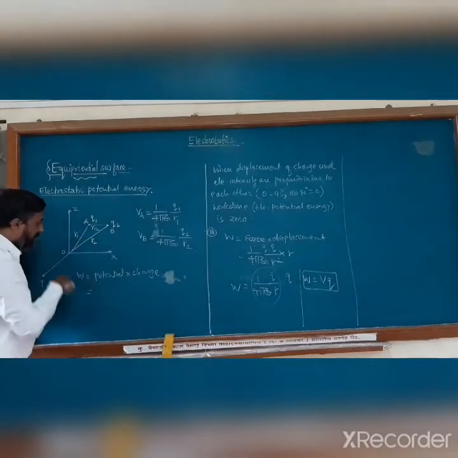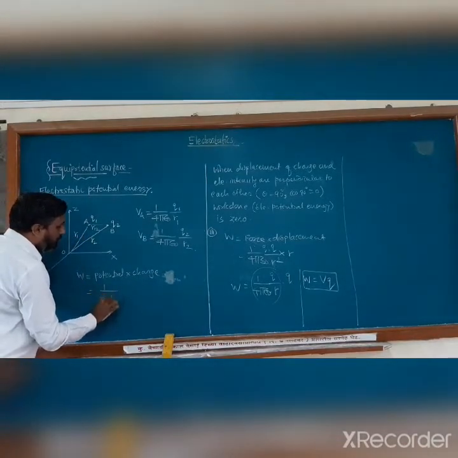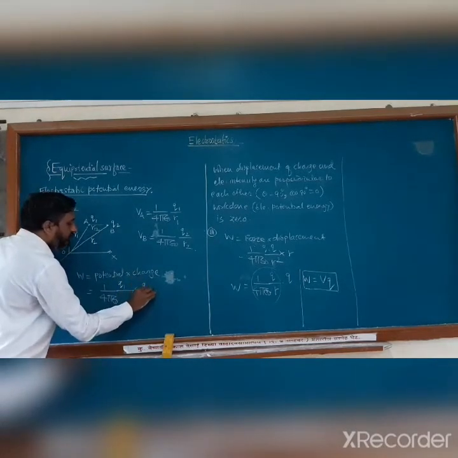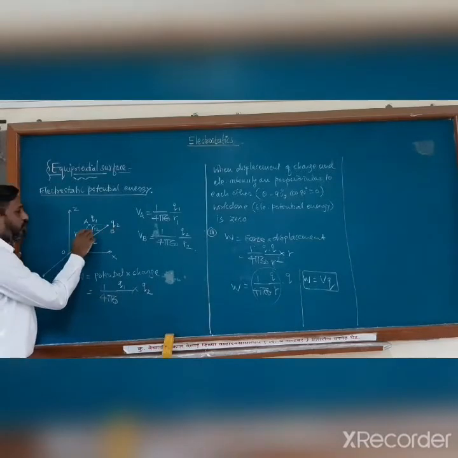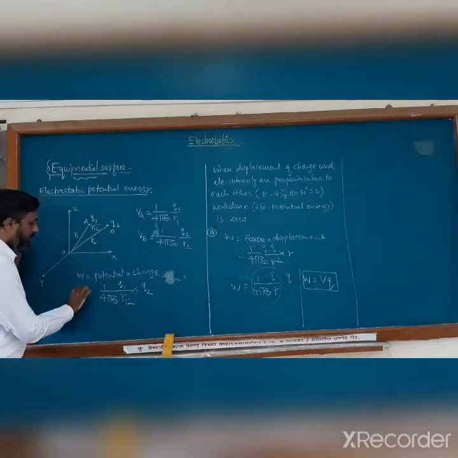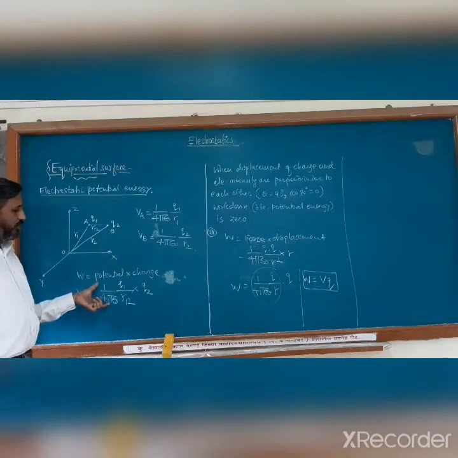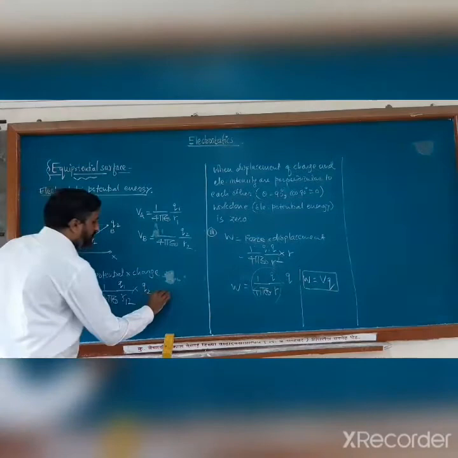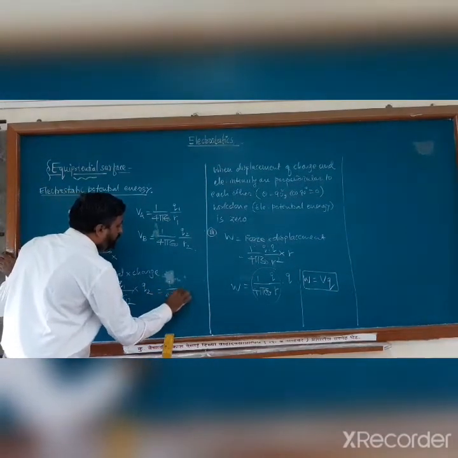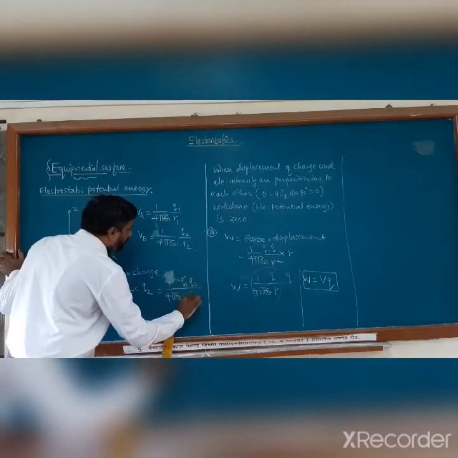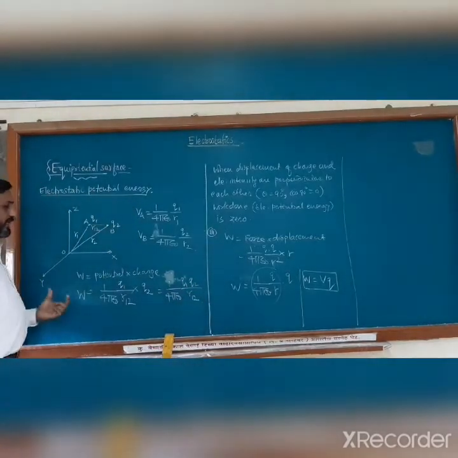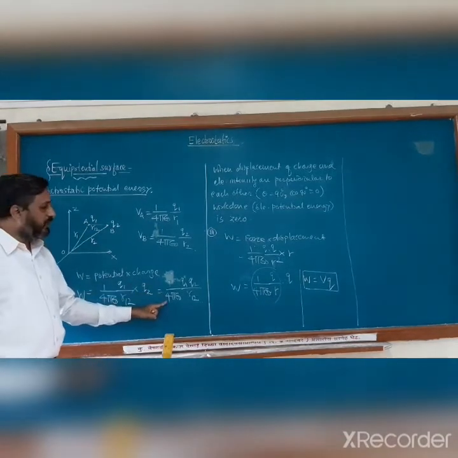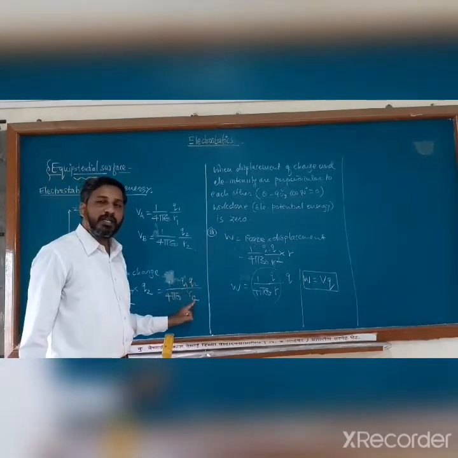The electric potential is 1 upon 4 pi epsilon 0 Q1, multiplied by the charge Q2, because I am displacing the second charge Q2 towards Q1. So at that time my work done becomes 1 upon 4 pi epsilon 0 Q1 Q2 divided by R12. When there are two charges and we are displacing the second charge, the formula becomes 1 upon 4 pi epsilon 0 Q1 Q2 by R12.